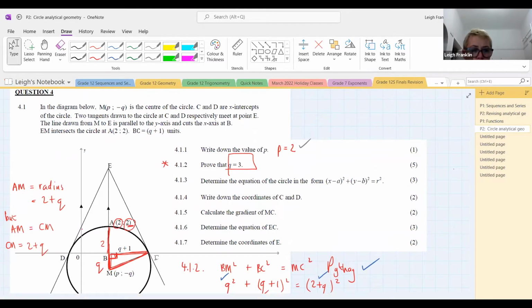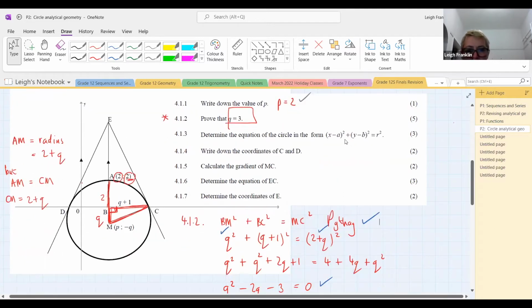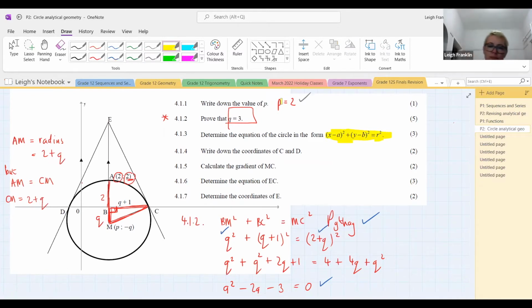4.1.2. So in 4.1.3, they want us to determine the equation of the circle in the form (x minus a) squared plus (y minus b) squared is equal to r squared. Okay, so we need to remember this is center-radius form. A and B are the coordinates of the center, and r squared is the radius squared. So we have to fill in A, we have to fill in B, and we have to work out what r squared is equal to.